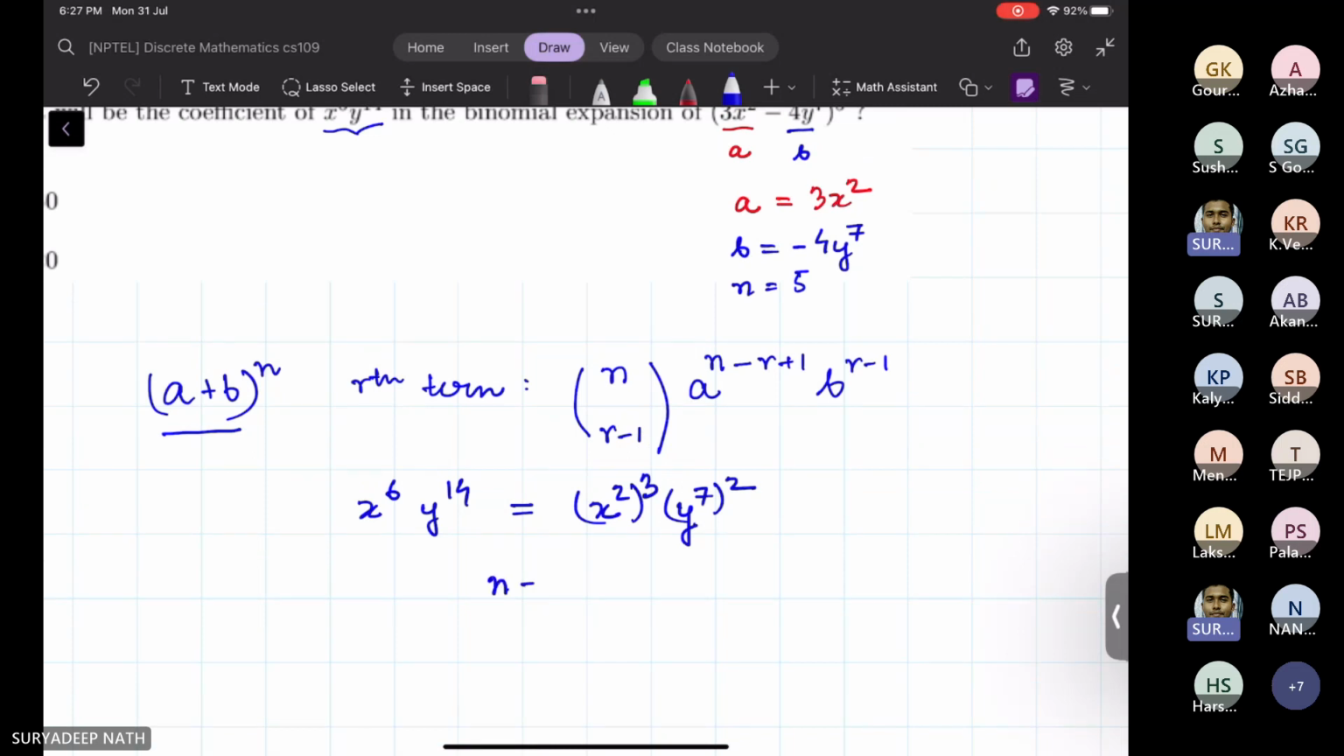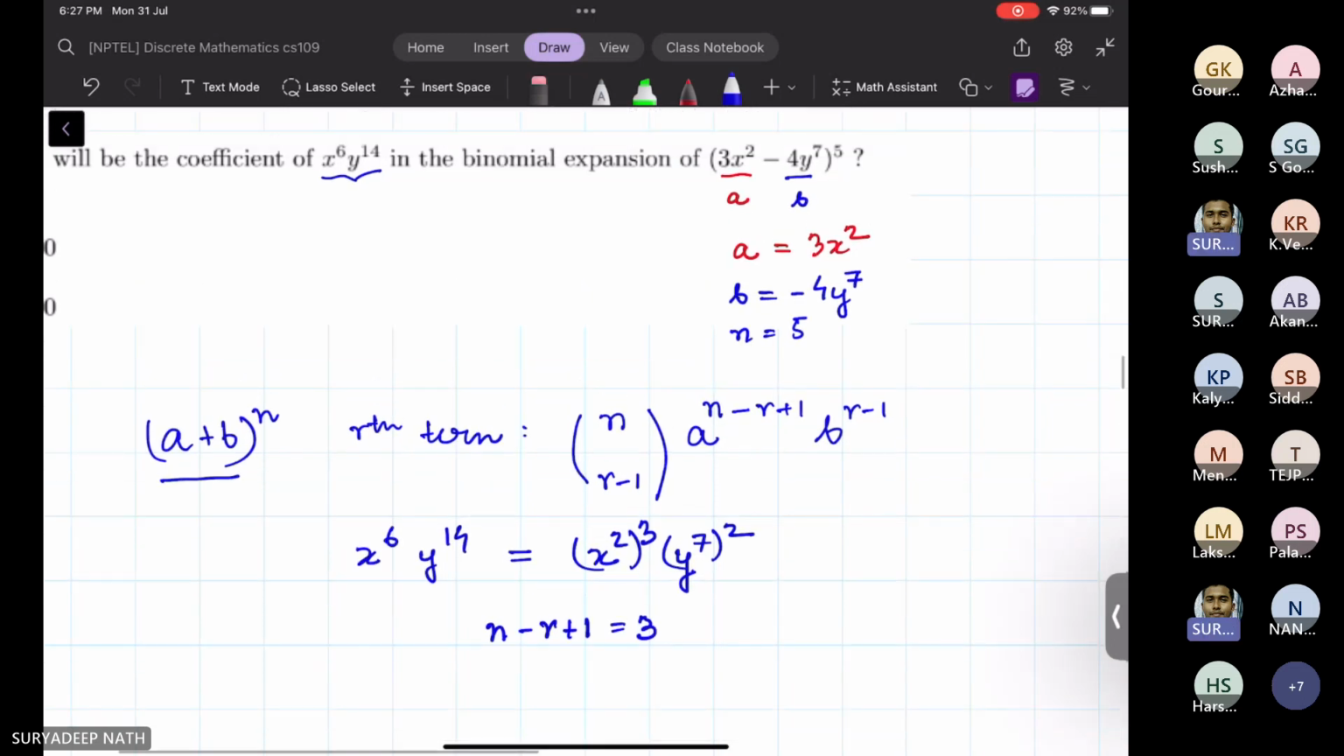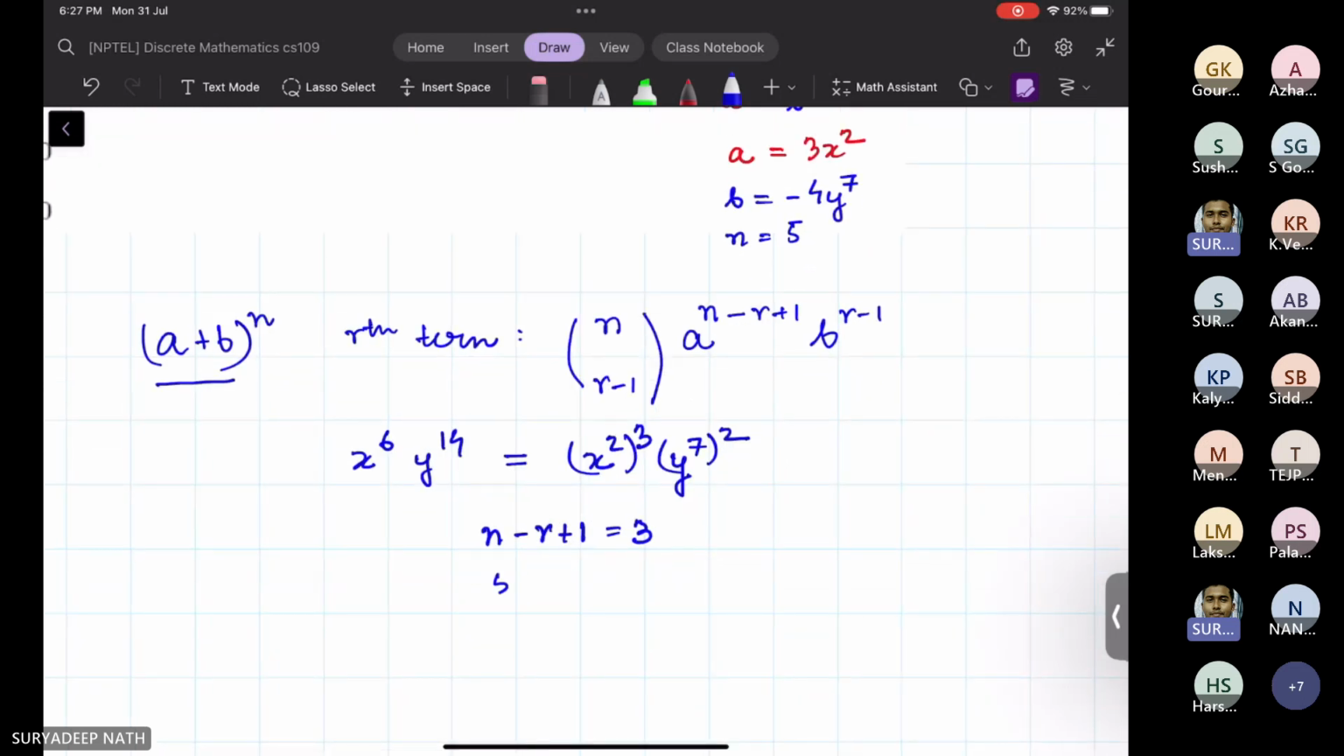So our n minus r plus 1 is 3. So 3x square is a. So if we just look at the x part of it, we are raising it to the power 3. Which means that n minus r plus 1 is equal to 3, where n is 5. So 5 minus r plus 1 equal to 3, and therefore r is also equal to 3.